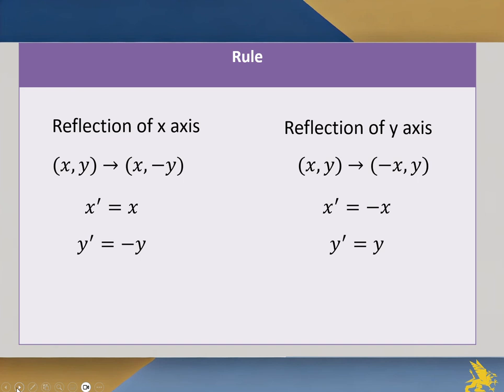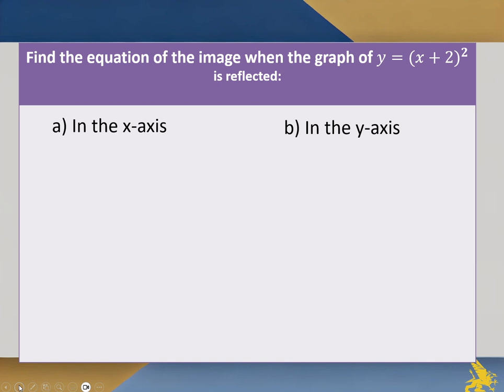This page is just the rules on what I've gone through. So it's just saying the new y value here, when it's reflected in the x-axis, is just negative with that y value. Let's look at some examples.